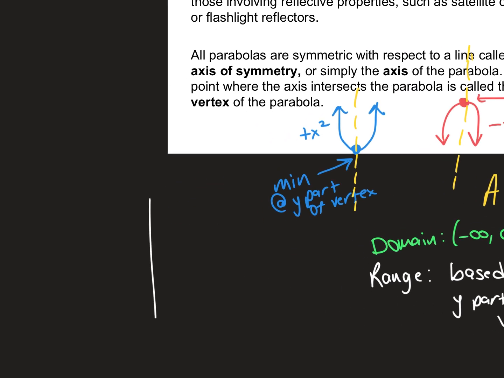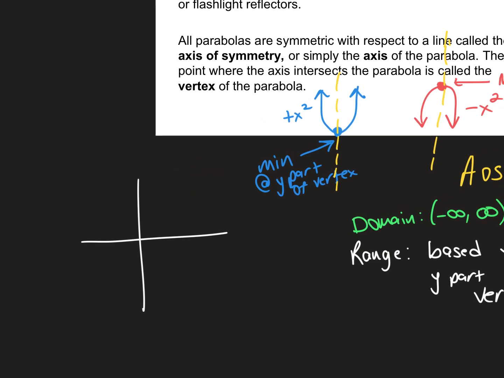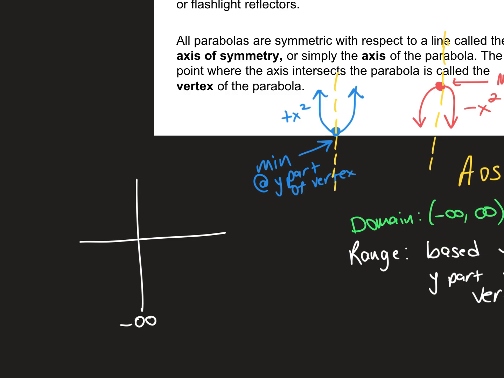Okay, so let's talk about this for a second. Do you guys agree with me that this is negative infinity down here? This is positive infinity up here. Yeah? So if I have a positive parabola, where is my range? It's either going to be from negative infinity to this part of the vertex, or from that part of the vertex to positive infinity.